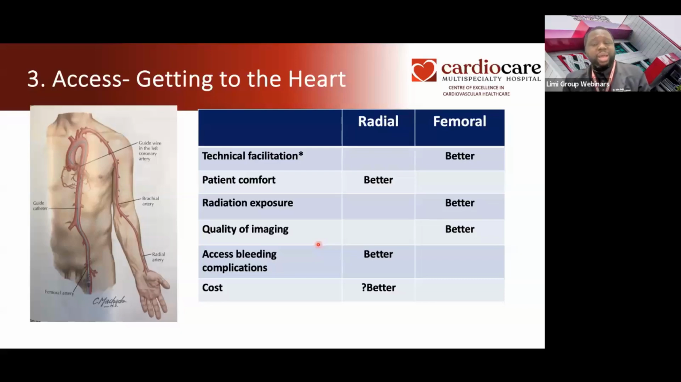In patients presenting with an MI, generally it is said that radial is better, and for a number of reasons. In Nigeria, particularly, a lot of our patients present late, so they're already in heart failure. So if you need them to sit up, and if you have put a radial sheath in, you may have a problem.